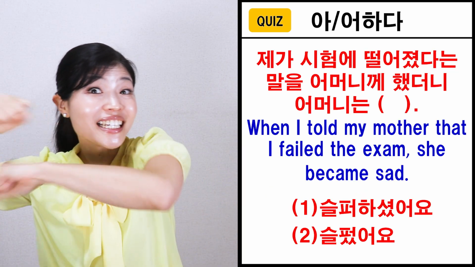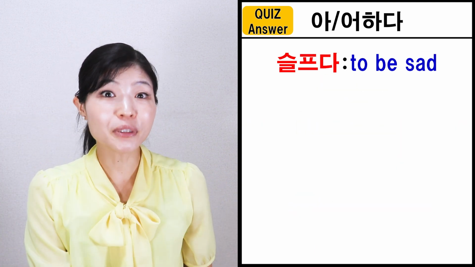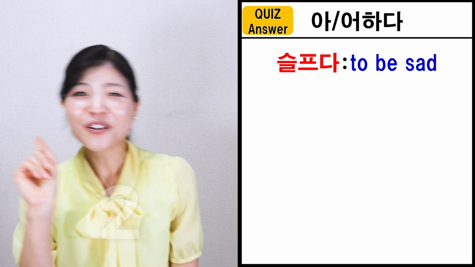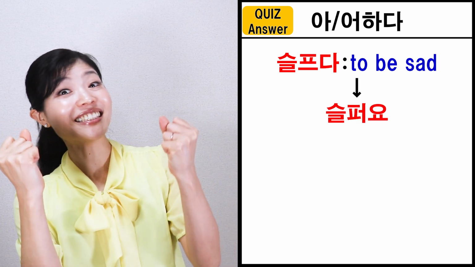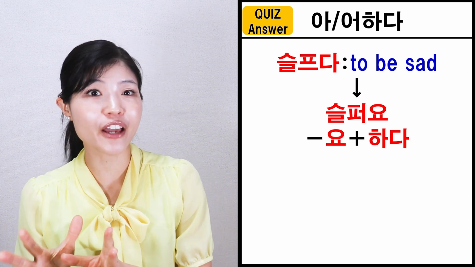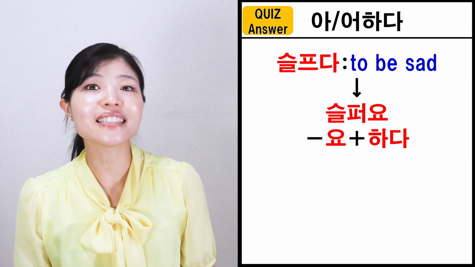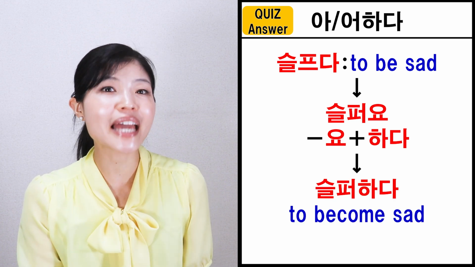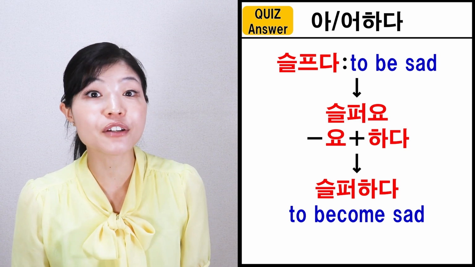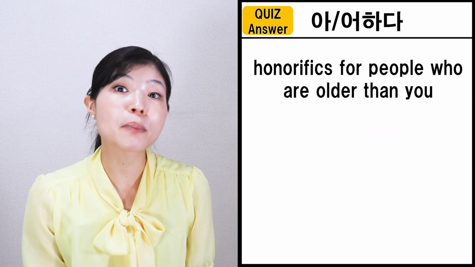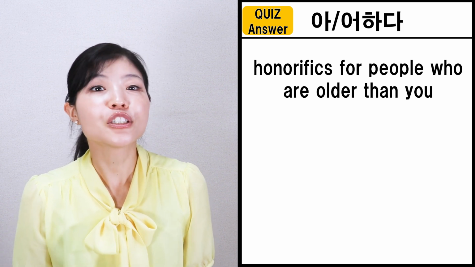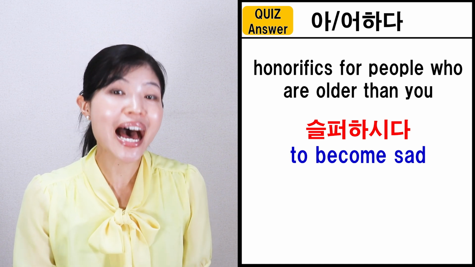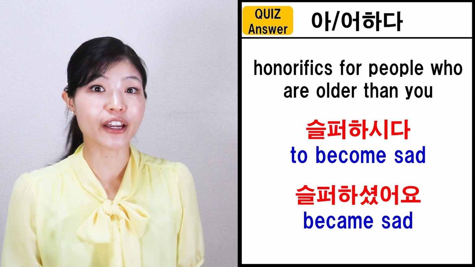The correct answer is number 1. 슬프다 is to be sad. The yo form is 3, 2, 1. 슬퍼요! Yes! You omit yo from 슬퍼요 to make 슬퍼 and add 하다 to make 슬퍼하다, to become sad. But if you stop here, it doesn't sound like Korean because you didn't use the honorific form. In Korean, you use honorifics for people who are older than you, like your mother. So you will use 슬퍼하시다, to become sad. You will change this to the past tense to make 슬퍼하셨어요, became sad.